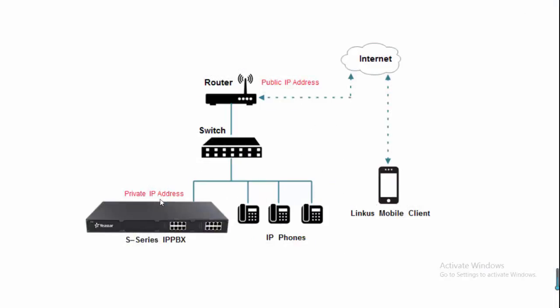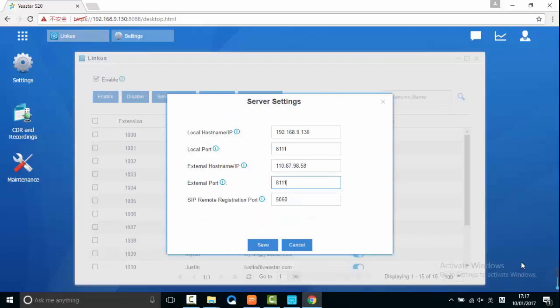The Linkus remote registration is made through the PBX network interface, which is configured with a private IP. You need to forward SIP registration port, default 5060, on your router, and enter the forwarded port here. For example, the PBX port 5060 is forwarded to the external port 5080, so we enter 5080 here.